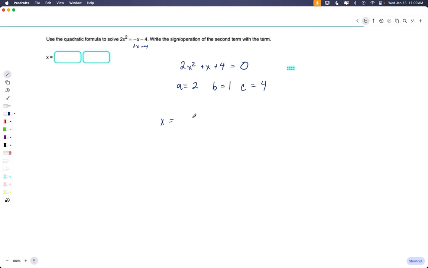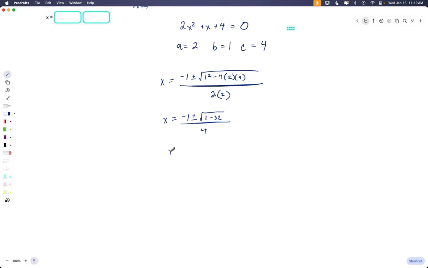X is going to be equal to negative 1 plus or minus the square root of 1 squared minus 4 times 2 times 4, over 2 times 2. That's our formula. So x is equal to negative 1 plus or minus, and we've got a square root of 1, and then that's going to be 8. Actually, that's going to be 16 times 2. That's going to be 32. So minus 32 over 4.